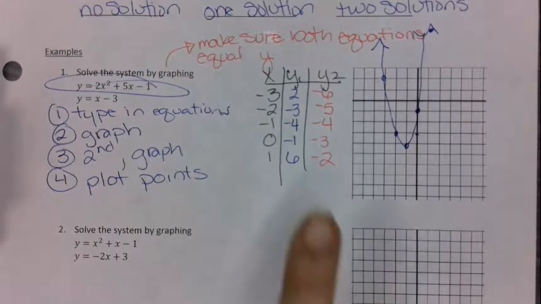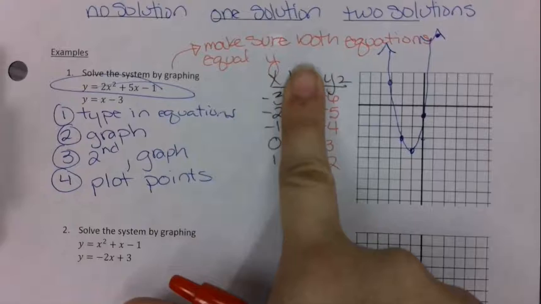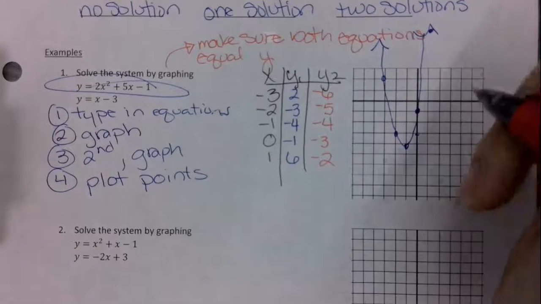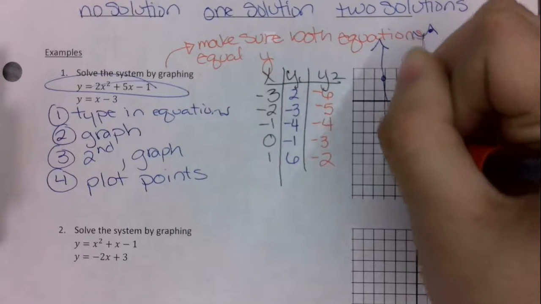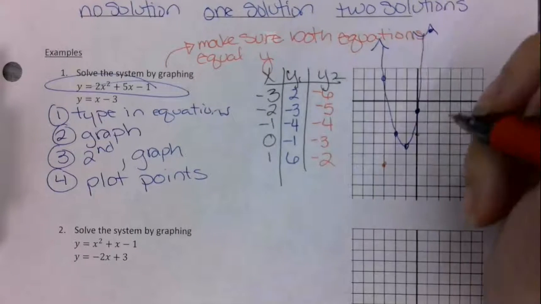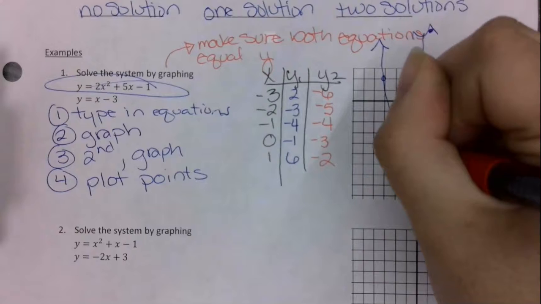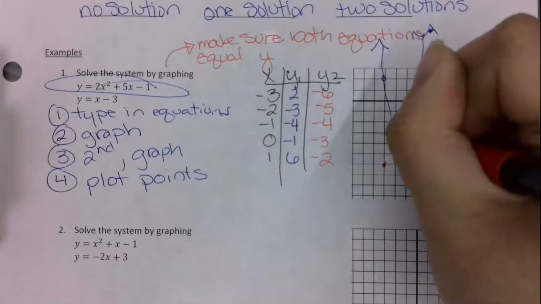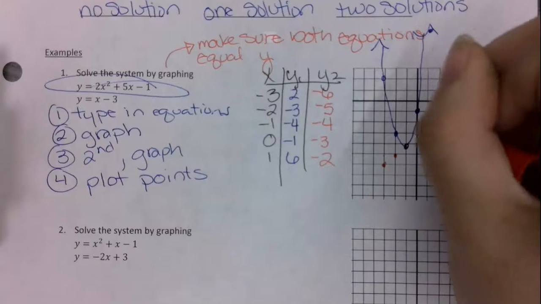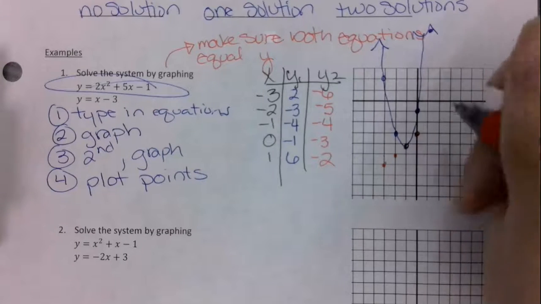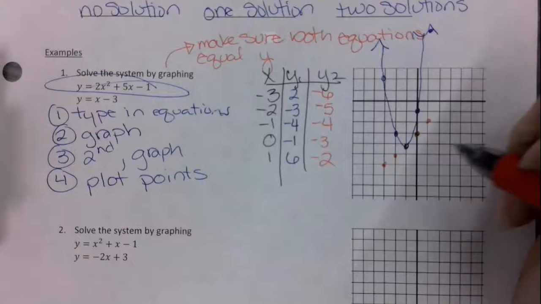Then when I go and plot the second one, I ignore the middle. Oh, my fingers are too fat. I'm going to ignore the middle column. So I have -3, -6, -2, -5, -1, -4, 0, -3, and 1, -2.